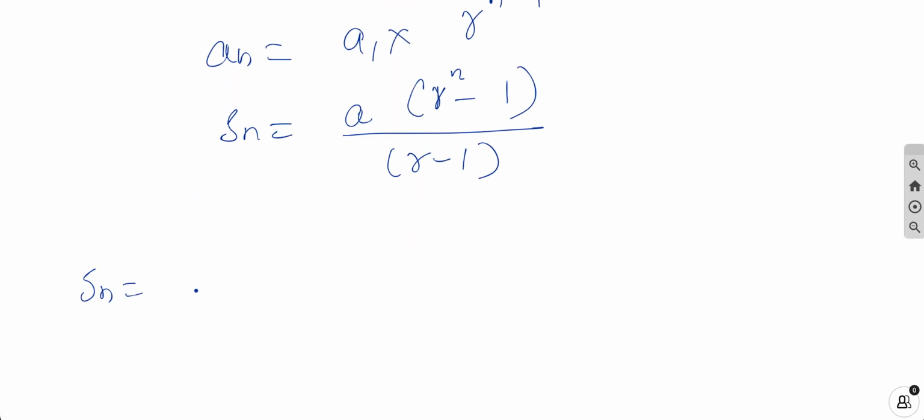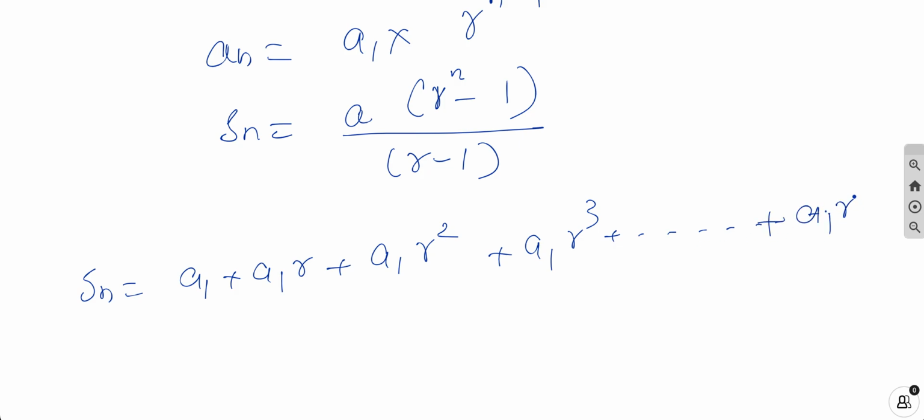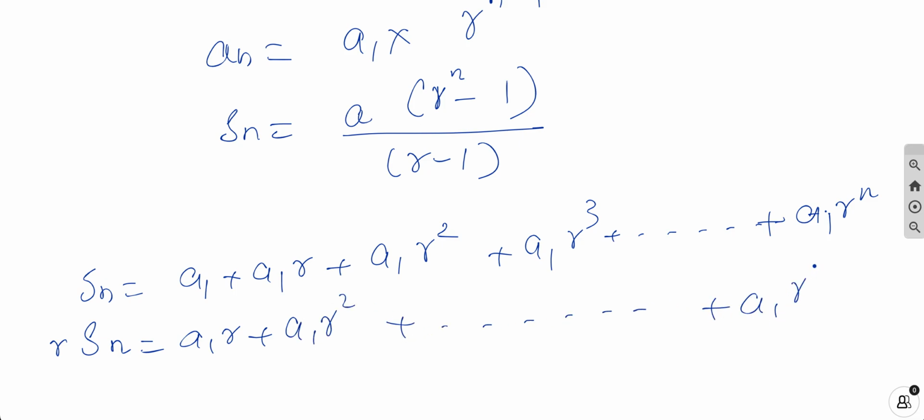So Sn is a1 plus a1r plus a1r square plus a1r cube and so on, plus a1r raised to n minus 1. Multiply by r: a1r plus a1r square, and so on up to a1r raised to n minus 1 and a1r raised to n.